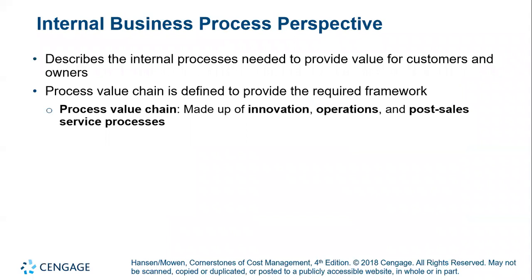Now, we have the third perspective. We have internal business process. It describes the internal process needed to provide value for customers and owners. Process value chain is defined to provide the required framework. It's made up of innovation, operations, and post-sales service process. Now, these are indications of the process value chain.